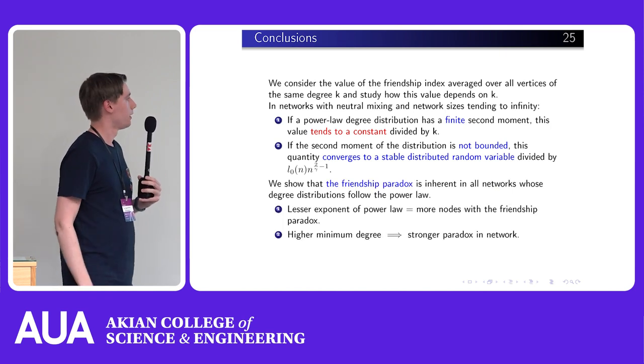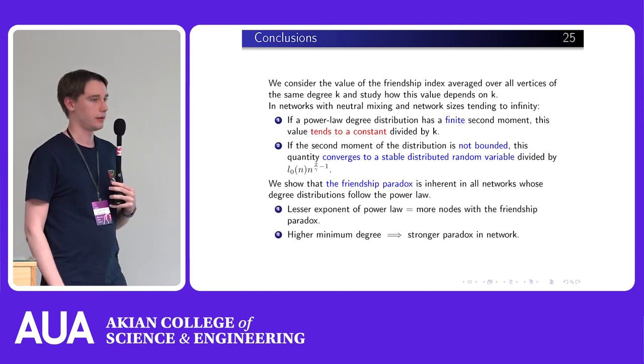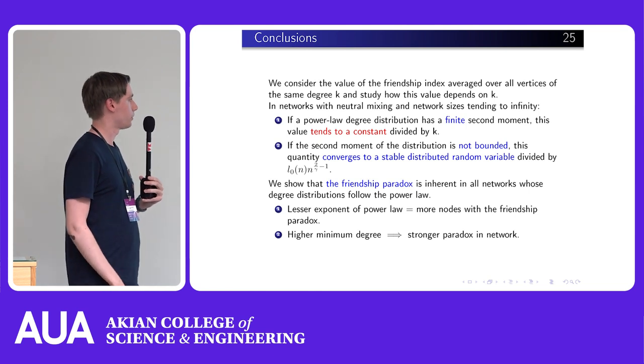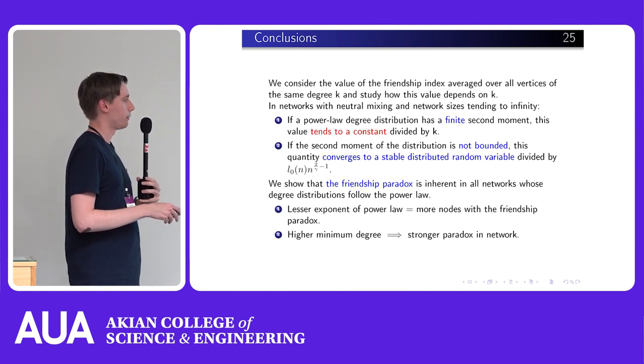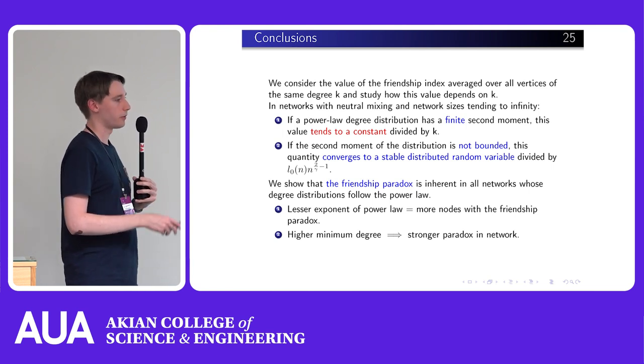And secondly, the friendship paradox is present in all networks whose degree distribution follows the power law. It depends on the exponent of the power law, and if the minimum degree is larger, then it leads to a stronger friendship paradox in the network.